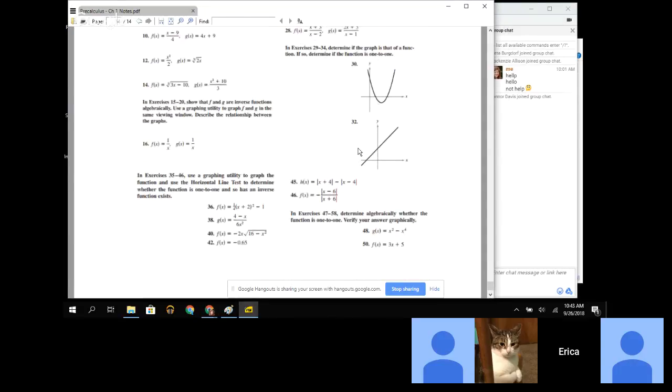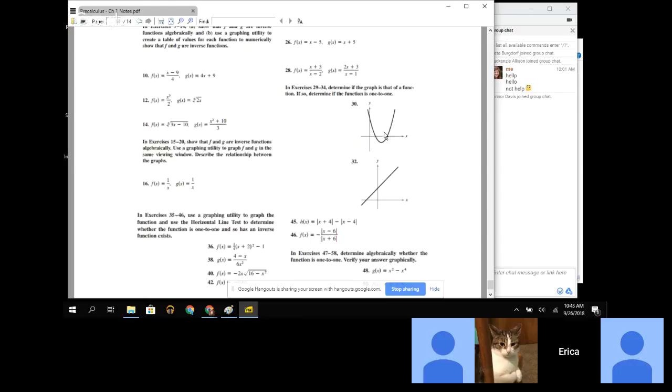So this idea, back to number 30, okay? Number 30, as it's shown, is a function. It does not have an inverse, right? So you would say it is a function, but it does not have an inverse. It says, determine if the function is 1-to-1. So 1-to-1 basically means that it has an inverse function.